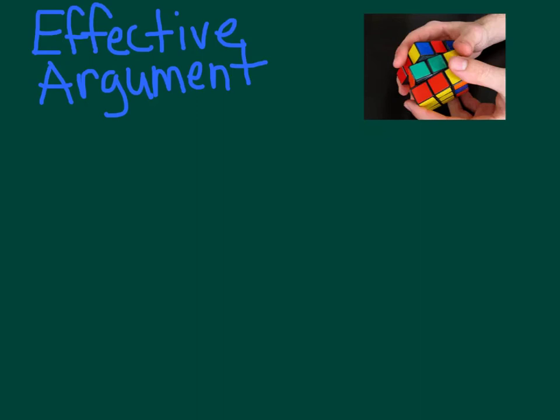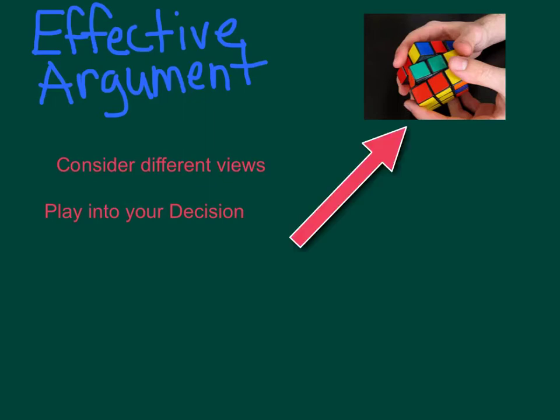So in an effective argument, you want to be sure that you consider different views and how they play into your decision. The reader needs to see that you can acknowledge that there are always multiple sides to any issue. Remember, you still want to take a position and support it, but you need to be able to show that you understand more than just your position.